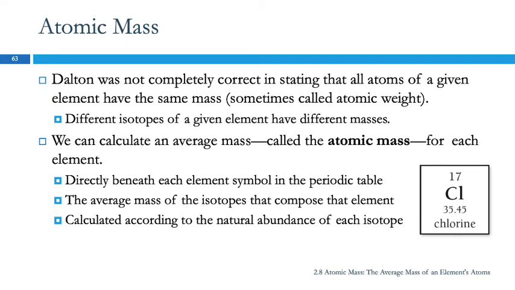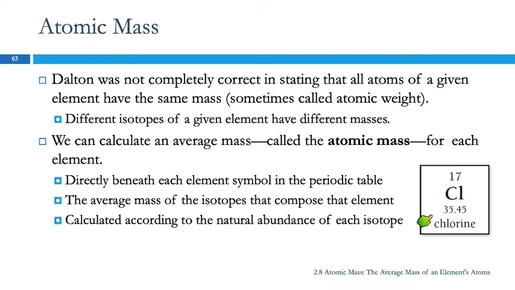So what we do is we calculate an average mass for all the atoms, the isotopes of a given element. And of course you can't literally find them all and weigh them, so it's kind of a weighted average. We'll look at that. But that number under the element symbol.